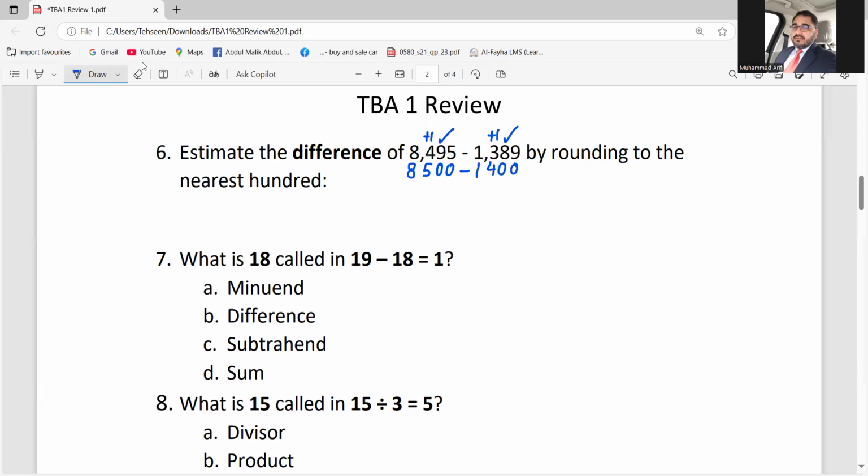Here is 8,500 minus 1,400. After calculating this, here will be 7,100. The difference of 8,500 minus 1,400 is 7,100. This is the answer.